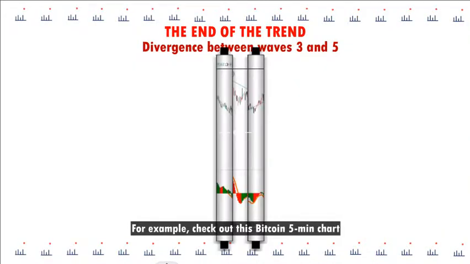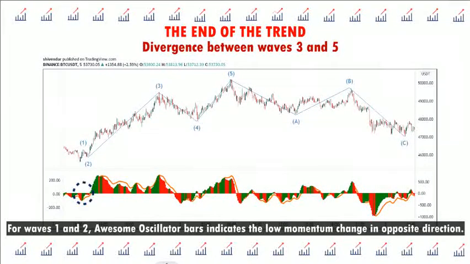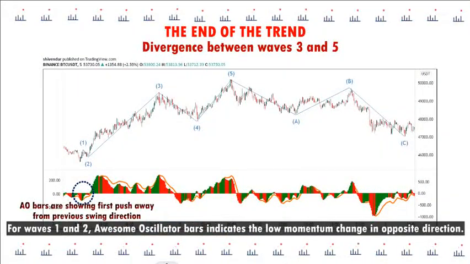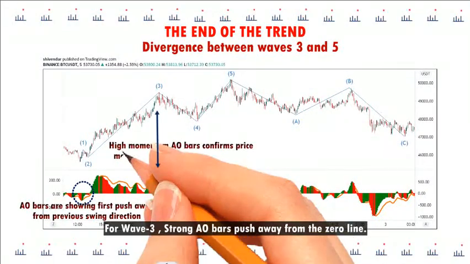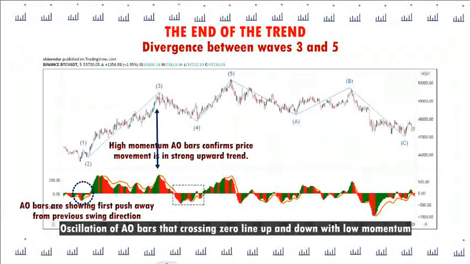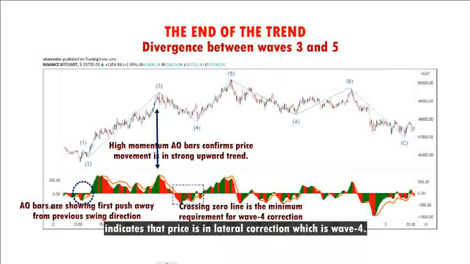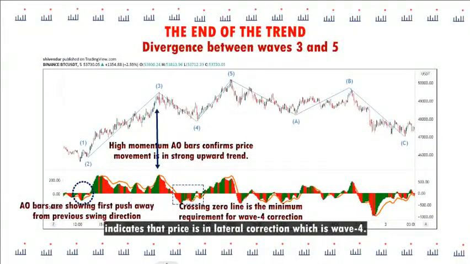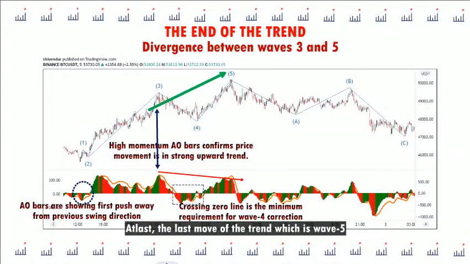For example, check out this Bitcoin 5-minute chart. For waves 1 and 2, Awesome Oscillator bars indicate the low momentum change in opposite direction. For wave 3, strong AO bars push away from the zero line. Oscillation of AO bars crossing the zero line up and down with low momentum indicates that price is in lateral correction, which is wave 4, plus the last move of the trend, which is wave 5.